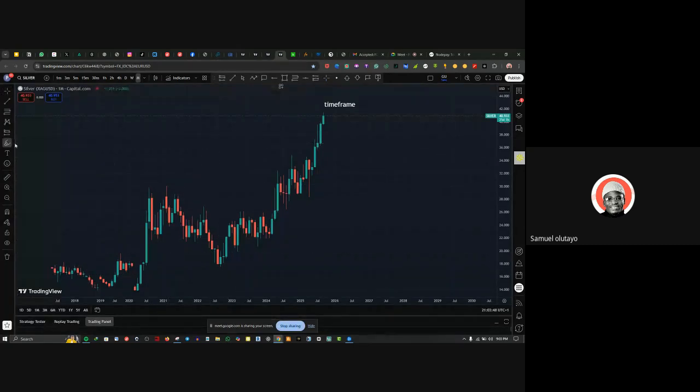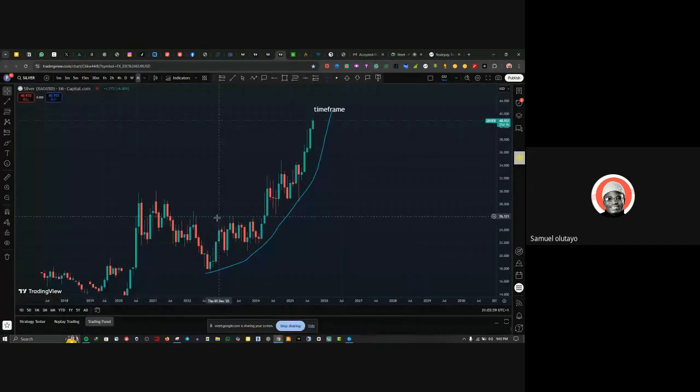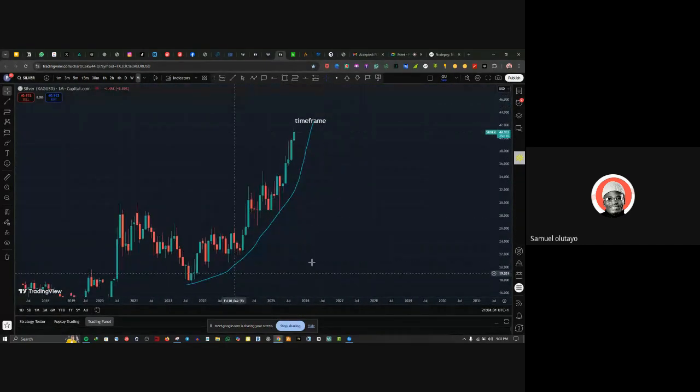See, from what we can see here, let me use my brush. You can see the market is going on a uptrend. So market is really going long, is buying massively on silver, right? So now that I know the market is buying like mad on silver, right?